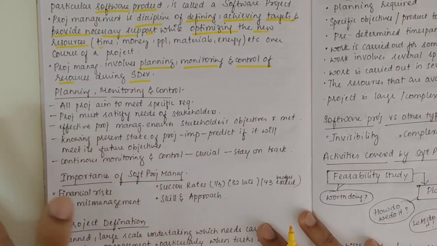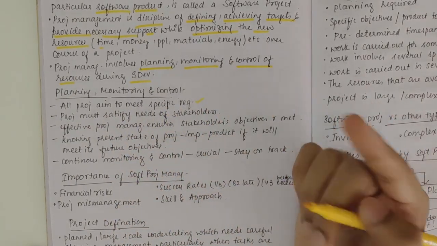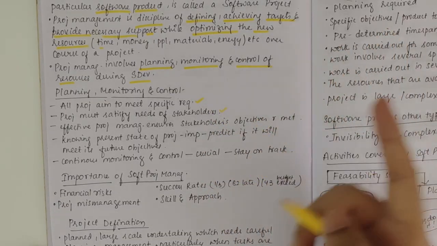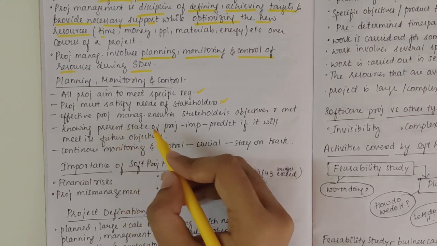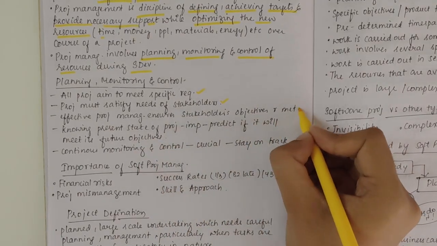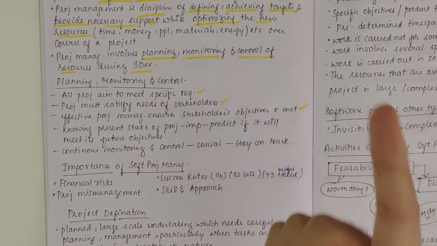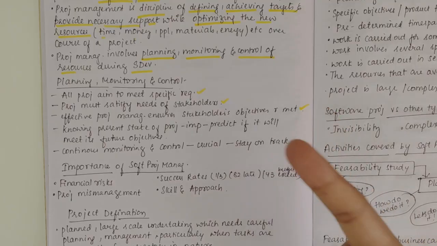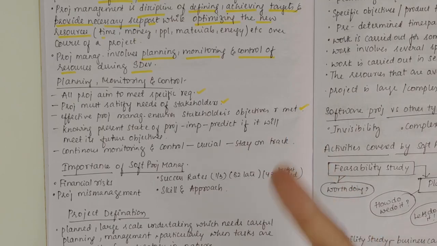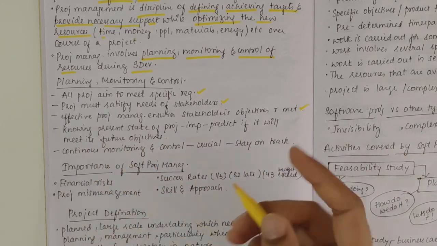Next we have: what is planning, monitoring and control. All projects aim to meet specific requirements, we know this, and projects must satisfy the needs of stakeholders. This is again a prerequisite condition, right? So we make use of efficient project management. Efficient project management ensures that stakeholders' objectives are met, and knowing the present state of the project is important, because only if we know the present state can we plan accordingly. Like in the next week, if we have to submit a functionality, will we meet it or not? To predict that, we should know the present state of the project.